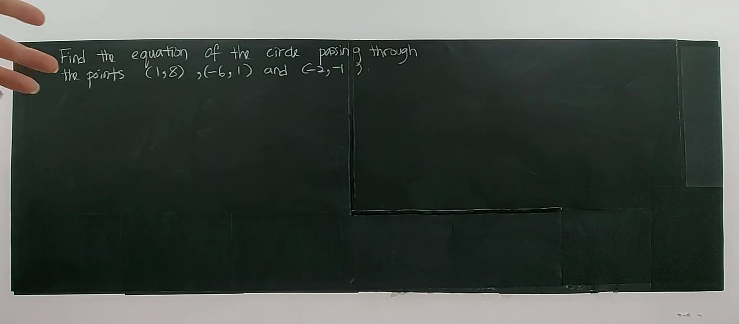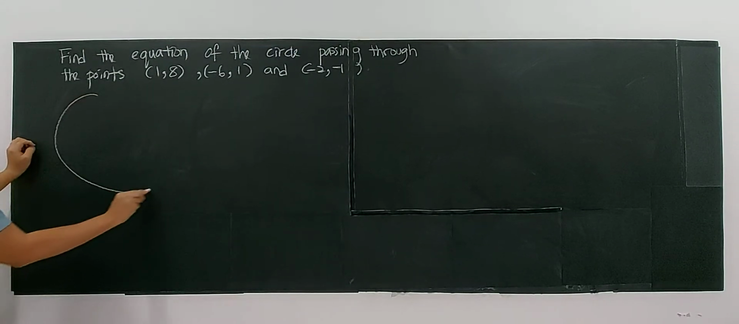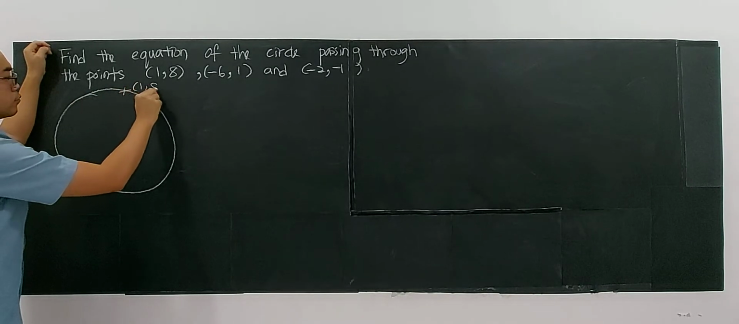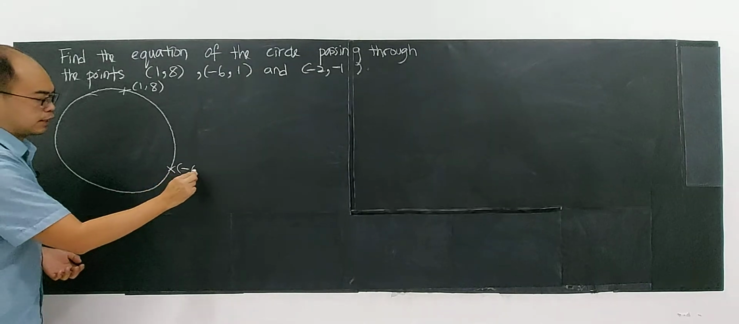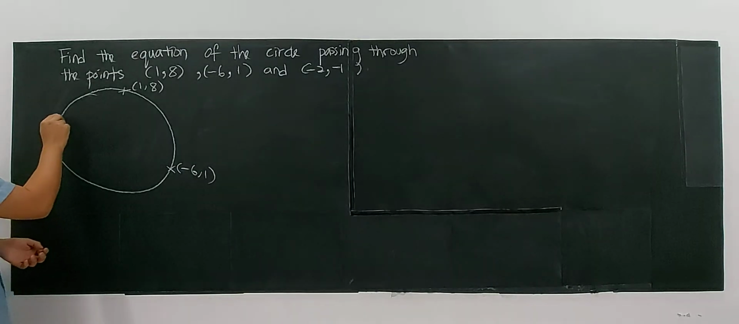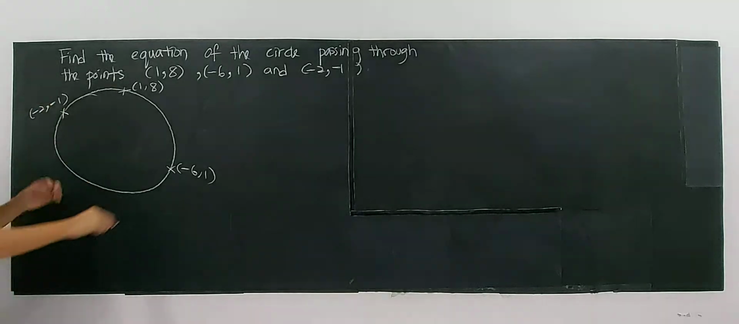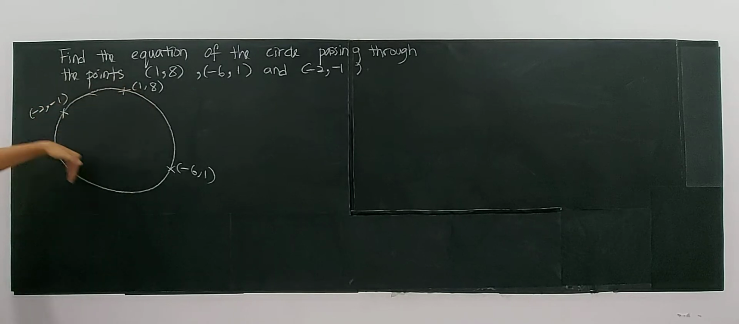So for this case, we don't have the center, we don't have the radius. But they have given you that the circle is passing through these 3 points, right? That means there are 3 points on the circle. So 1, 8, just randomly writing everywhere. Then -6, 1. And the other one may be at -2, -1. I simply locate the points, just to show that the circle is passing through these 3 points here.